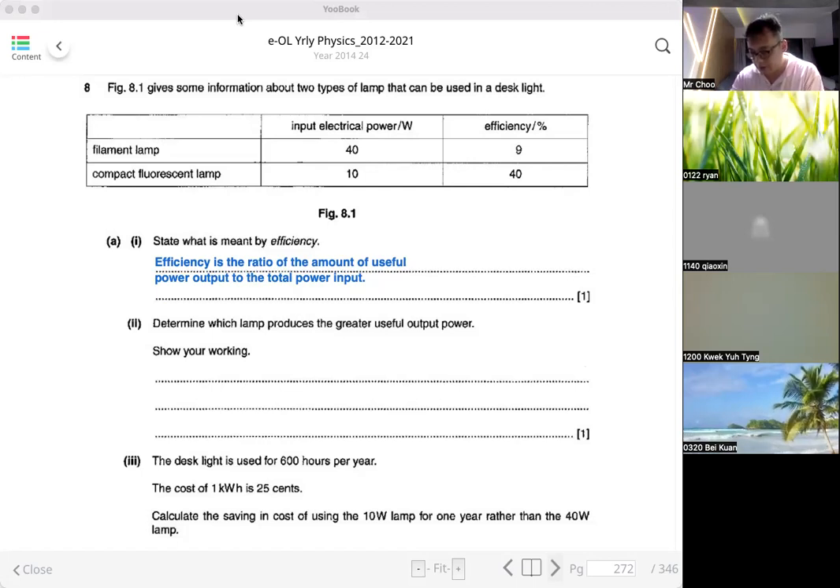Okay, the question here is, which of the lamps produces a greater useful output? Greater useful output. So you're supposed to go and calculate the output power. Is that clear? Okay, go and calculate the useful output power.